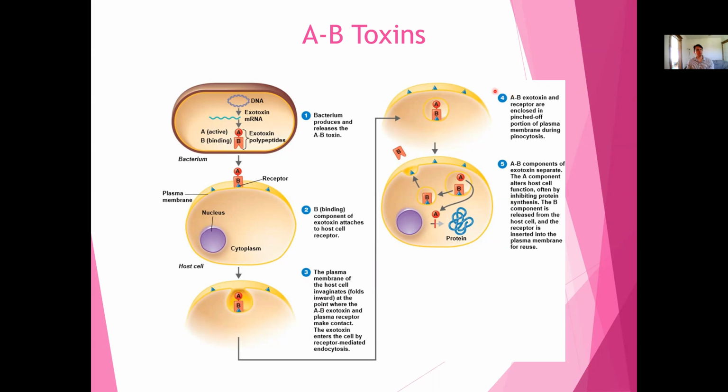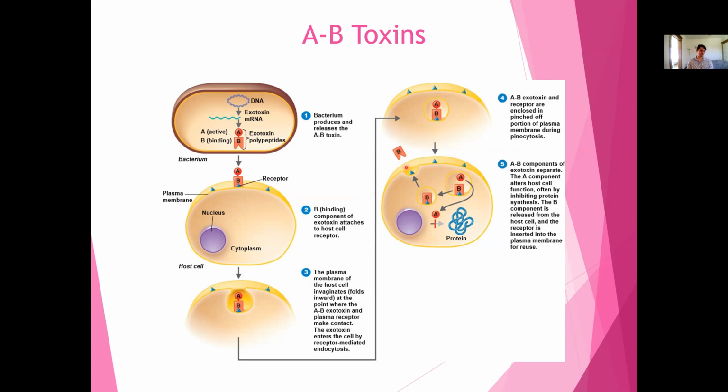Moving on to number 4, the AB exotoxin and receptor are then enclosed in a pinched-off portion of the membrane. There you can see it still has a little membrane coating surrounding it. Then at step number 5, the AB components of the exotoxin separate. The A component alters the function of the host cell, often by inhibiting protein synthesis, and the B component is released from the host cell. You can see there it goes, the B being released, and the receptor is inserted in the plasma membrane for reuse.